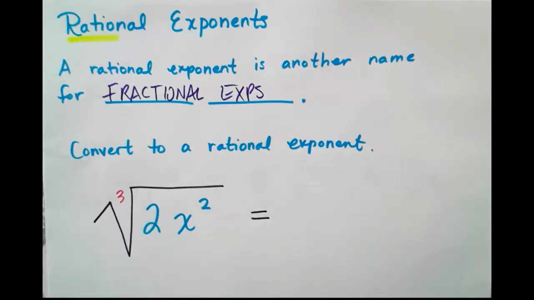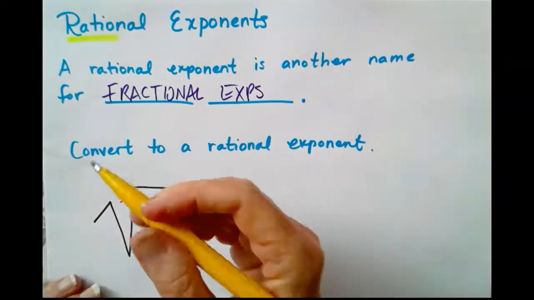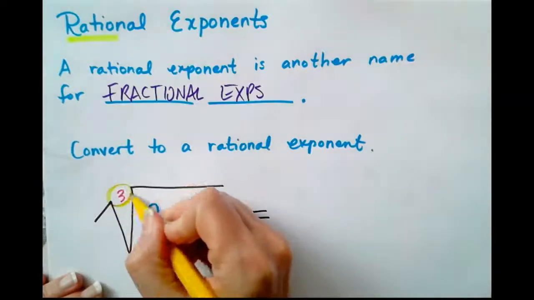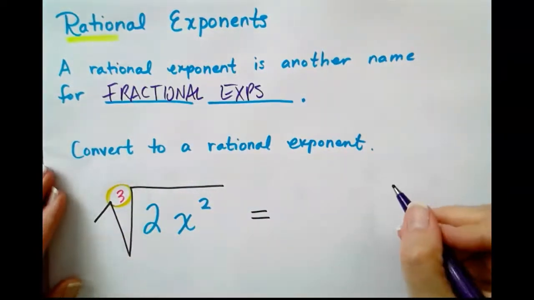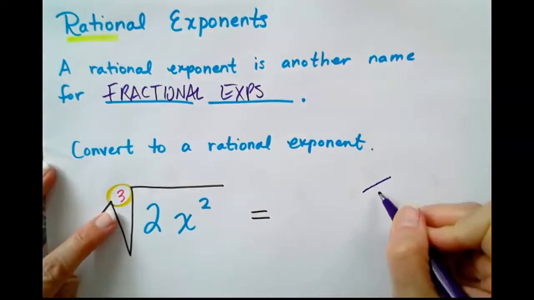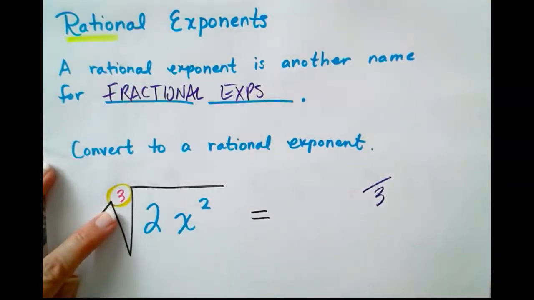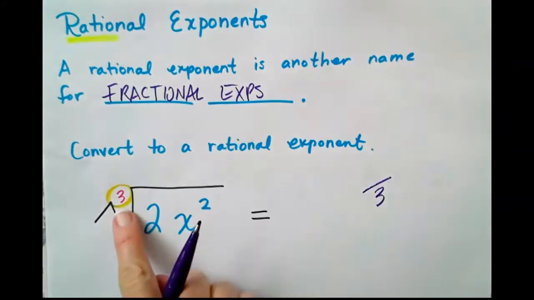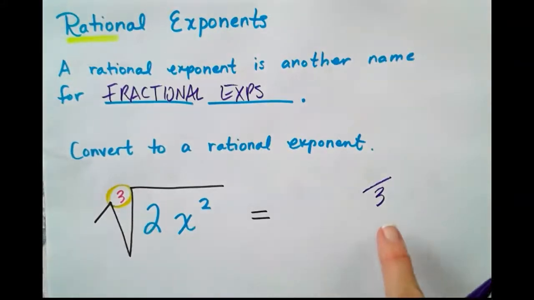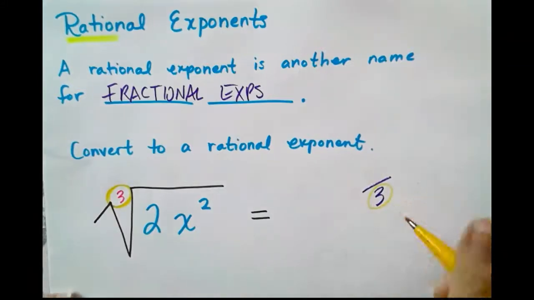So once again, these are the different parts of the radical: the radicand, the index, and the radical sign. What's key here is this index, because the index of the radical is the denominator of the fractional exponent. Let me say that again. The index of the radical is the denominator of the fractional exponent. I'll circle them both in yellow.